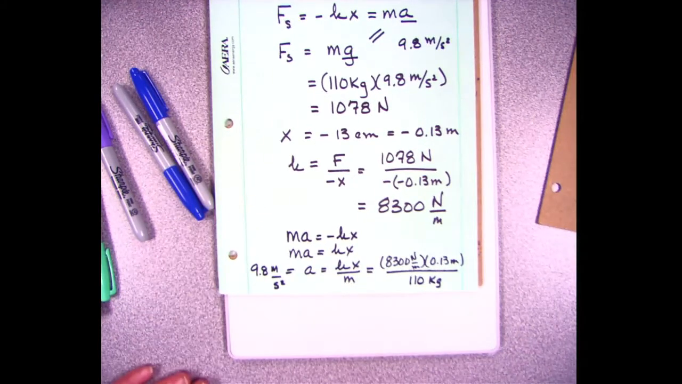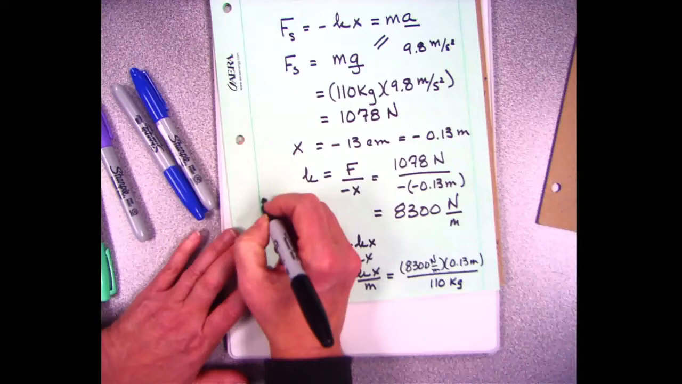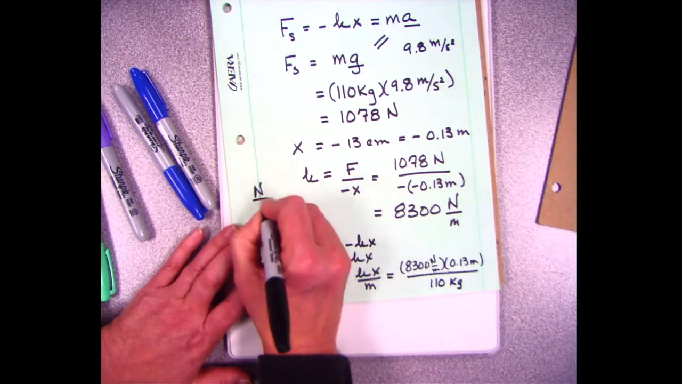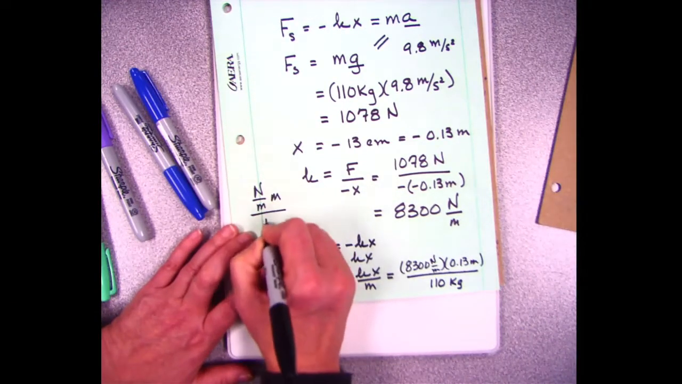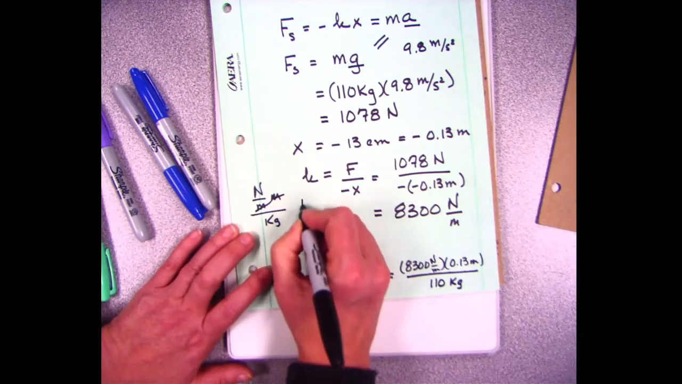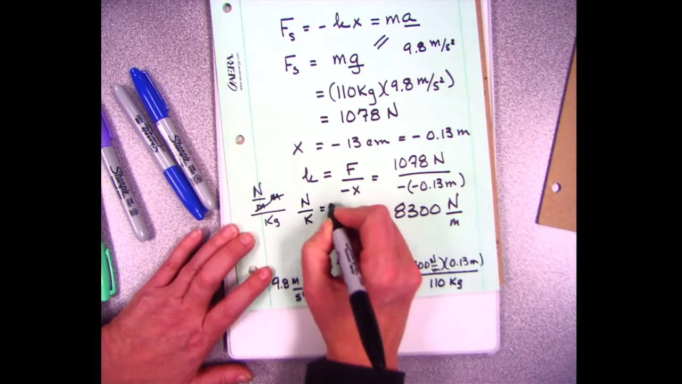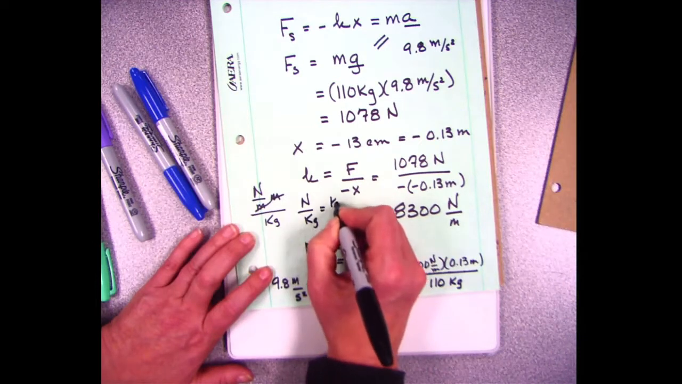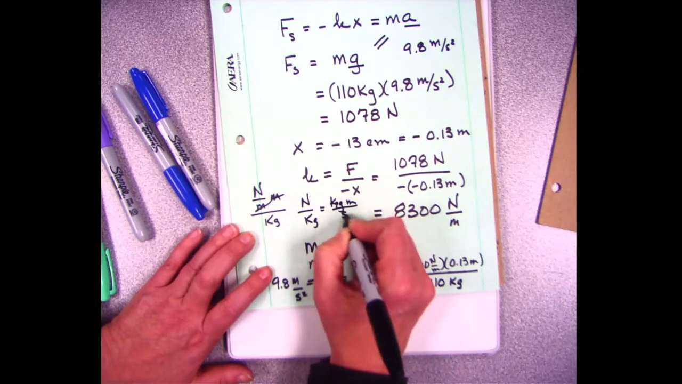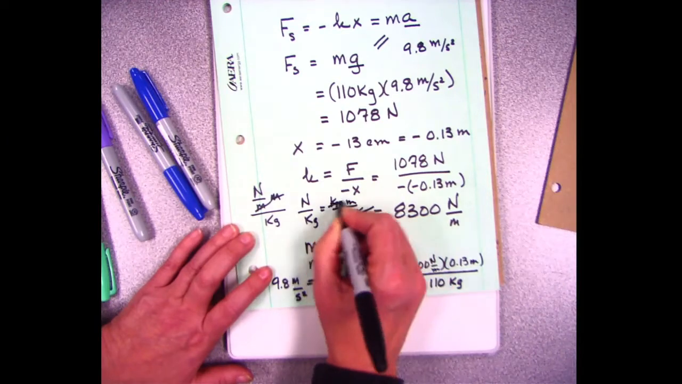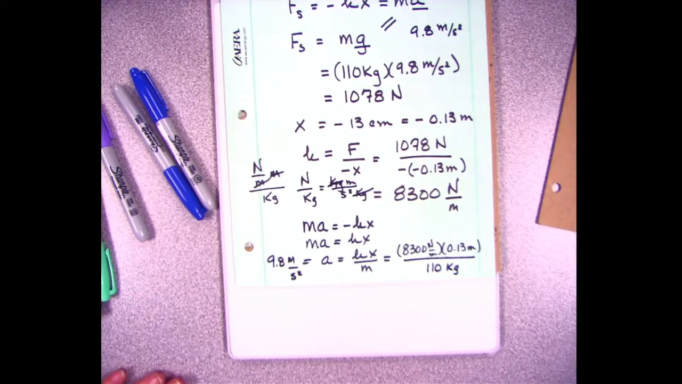If I'm working with my units, I want to make sure I'm getting meters per second squared so that I can see where my units are. For the unit analysis, there's my newton per meter times meters divided by kilograms. Meters cancel, so I've got newtons per kilogram. My newton is a kilogram meter per second squared divided by kilograms. Kilograms cancel, and I get meters per second squared. So I can show that I did it right.